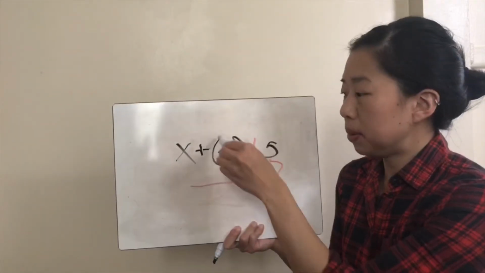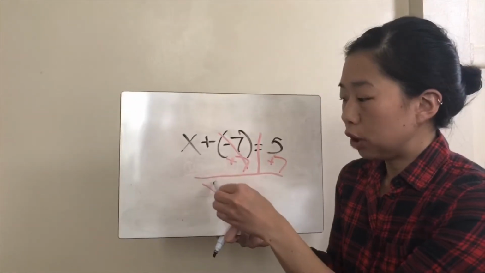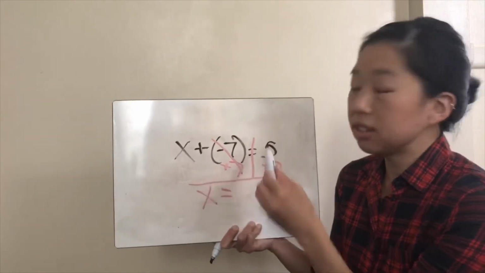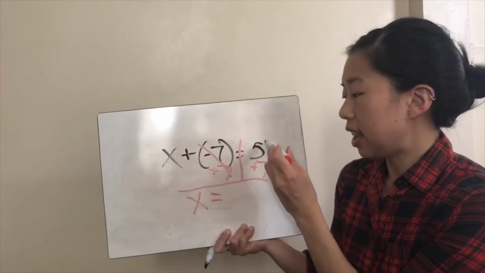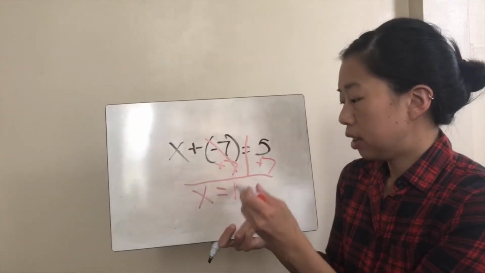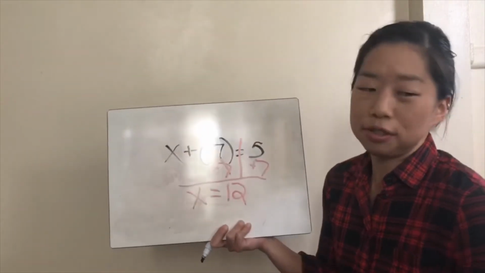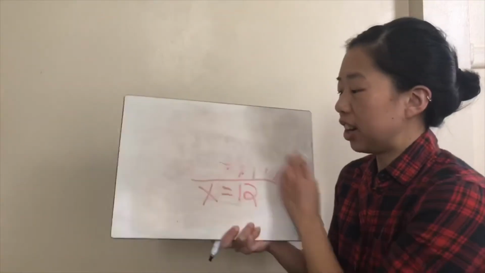So negative 7 plus 7, they cancel out. So over here, I have x equals 5 plus 7. That's 8, 9, 10, 11, 12. So 12. Boom, there it is.